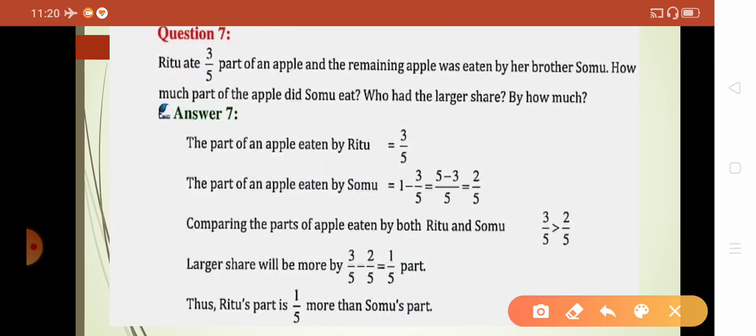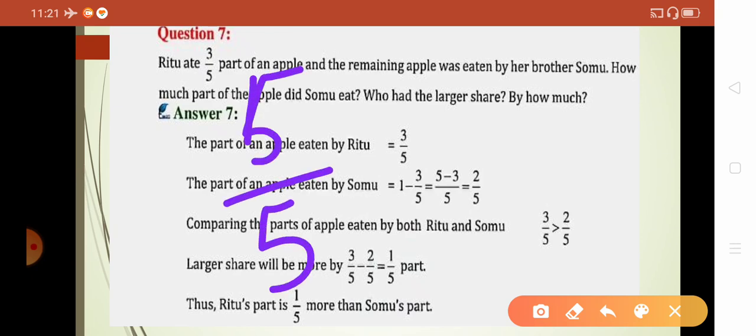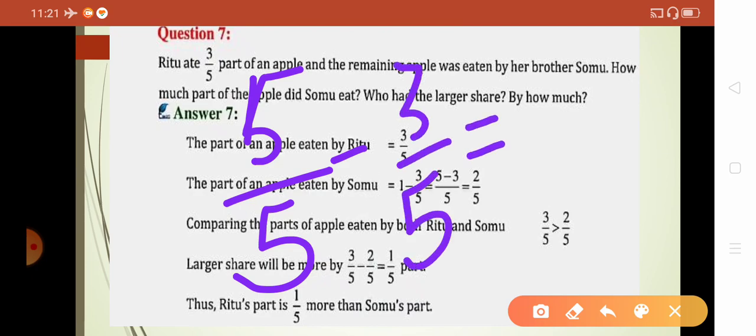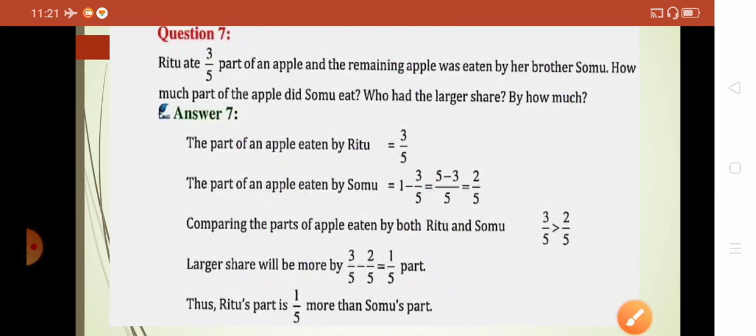So how will you find this? The complete part is 1 or we can write it as 5 by 5. Total 5 parts are there. Out of these, 3 by 5 part was eaten by Ritu. So how much part was eaten by Somu? 5 minus 3, 2 by 5 part. Clear? Comparing the parts of the apple eaten by Ritu and Somu, Ritu has eaten the larger share, 3 by 5.